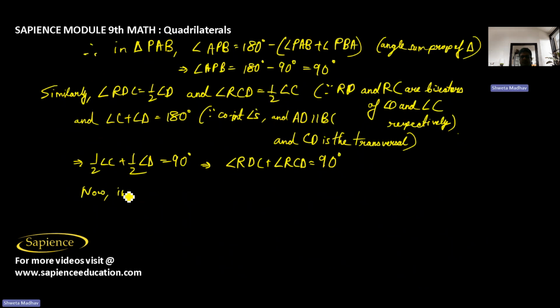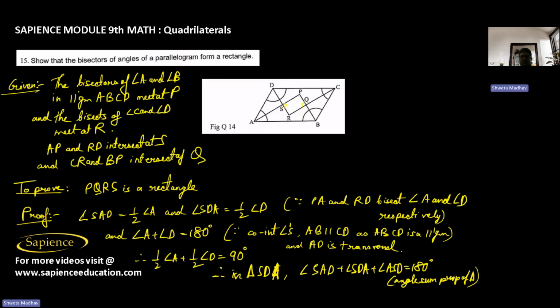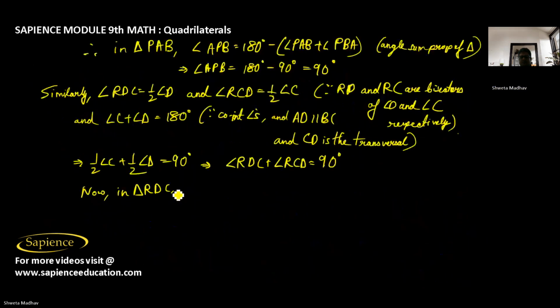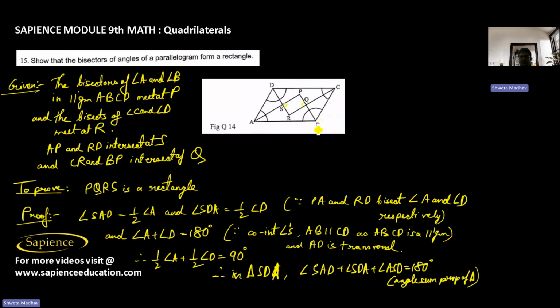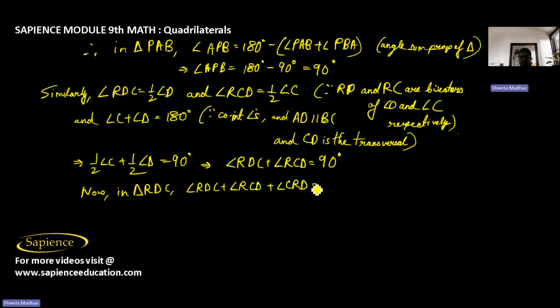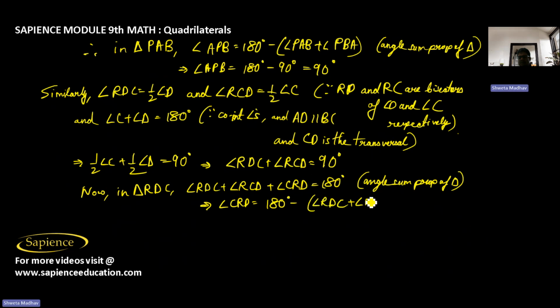Now, similarly, in triangle RDC, angle RDC plus angle RCD plus angle CRD is equal to 180 degrees, according to the angle sum property of a triangle. Therefore, I can say that angle CRD is equal to 180 degrees minus (angle RDC plus angle RCD), which is equal to 90 degrees.